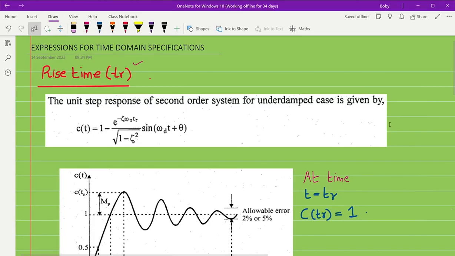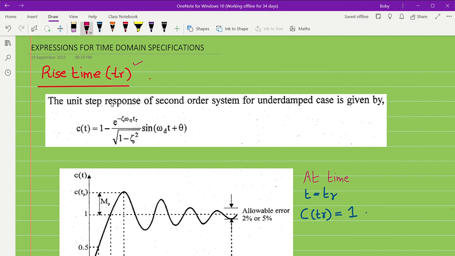Dear students, welcome back. In this class, we are going to derive an expression for some of the time domain specifications. So first of all, let us see the rise time, TR. Here we are going to derive an expression for rise time, TR.